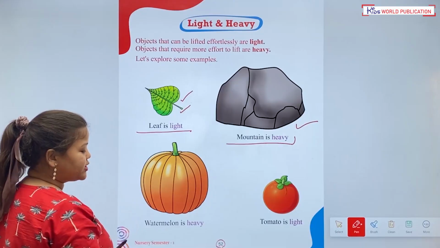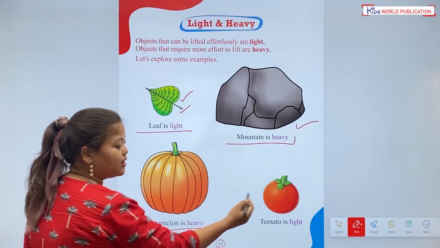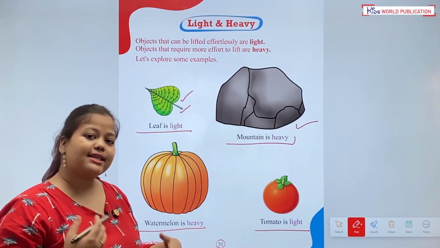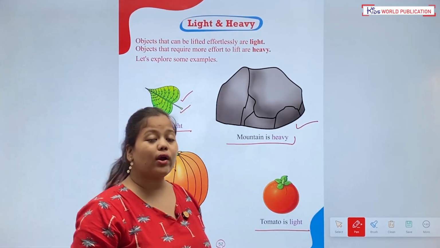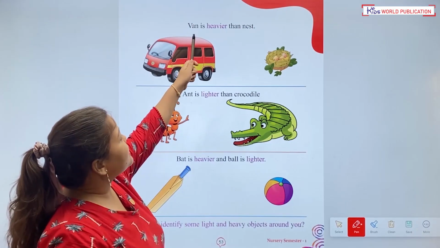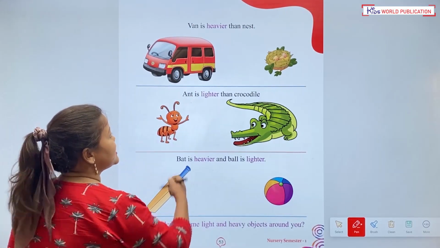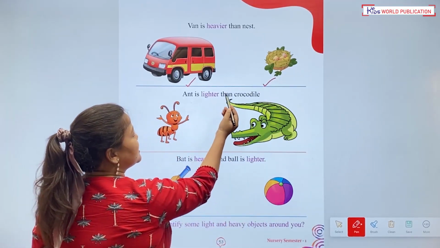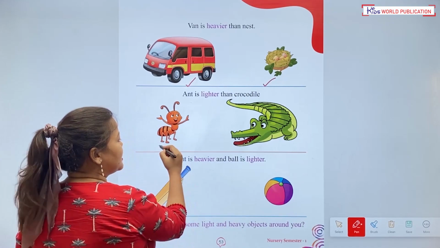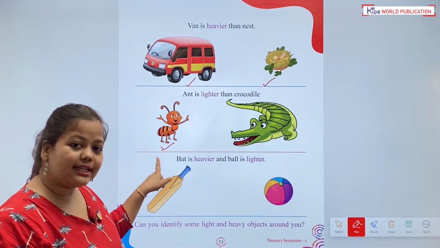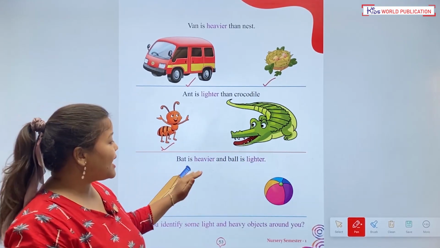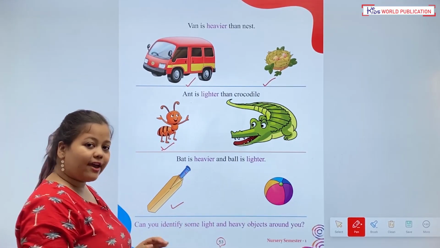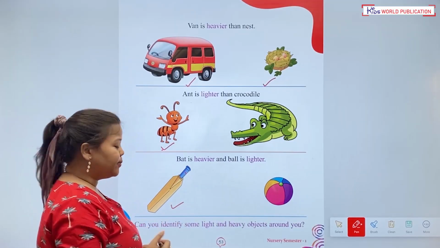This is the picture of a watermelon. Watermelon is heavy. Tomato is light. So, watermelon is heavy in weight and tomato is light in weight. Hen is heavier than nest? Yes, hen is heavier than nest. Ant is lighter than crocodile. Yes, ant is lighter than crocodile. Bat is heavier and ball is lighter. Yes, bat is heavy in weight and ball is light in weight.